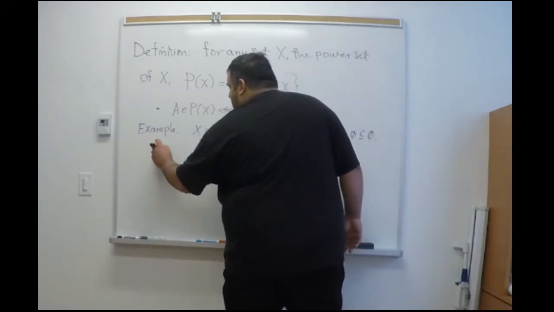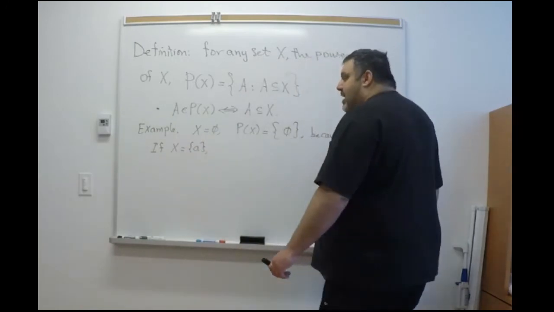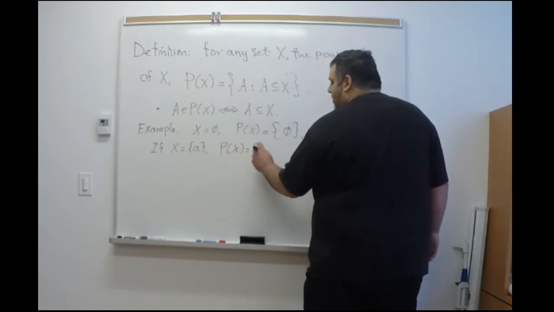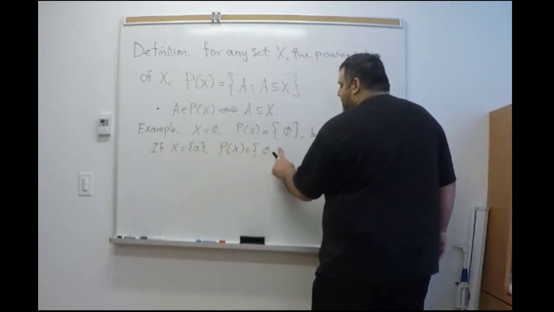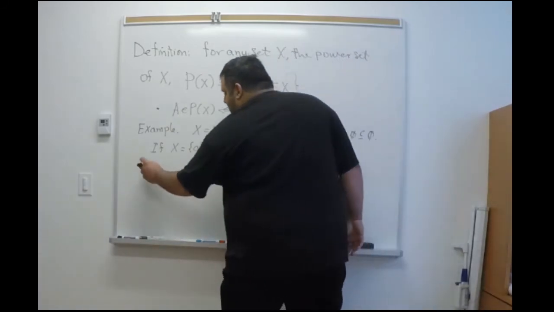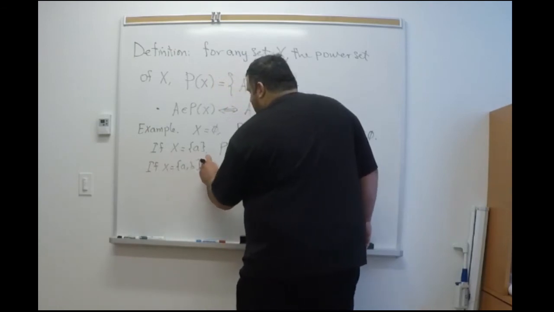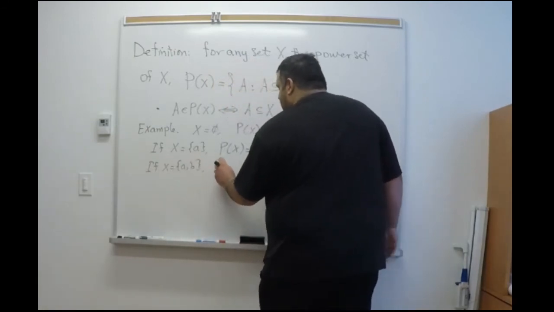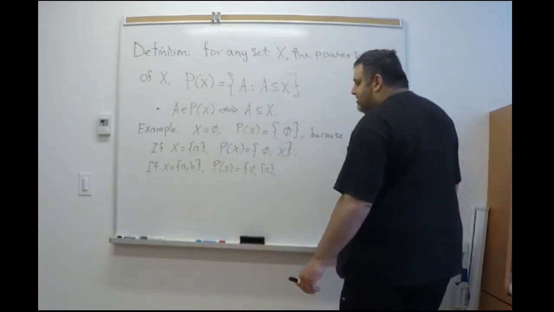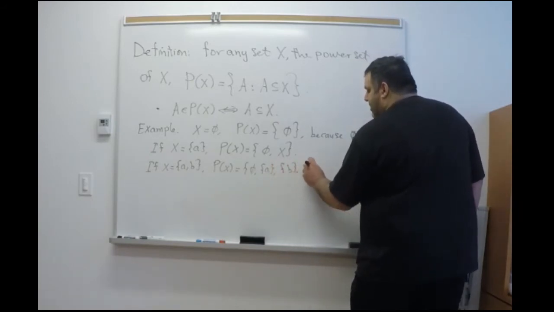If X is a set with one element, again, you might want to pause the video here. What would the power set of X be? Well, it would be the empty set and X itself. If X has two elements in it, then the power set of X would have the empty set, the set with a single element A, the set with a single element B, and X itself.